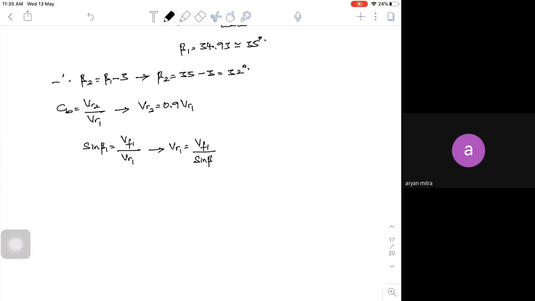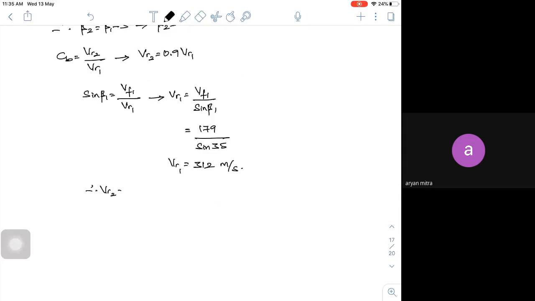Just now we calculated sine beta 1. So Vf1 is 179 divided by sine beta 1, which is 34.93, or 35 if you round it. So I am going to get my Vr1 equal to 312 meters per second. Therefore Vr2 is equal to 0.9 into 312, which is 281 meters per second.